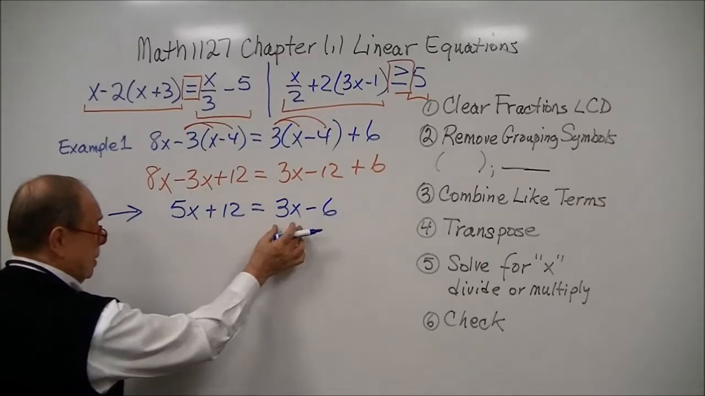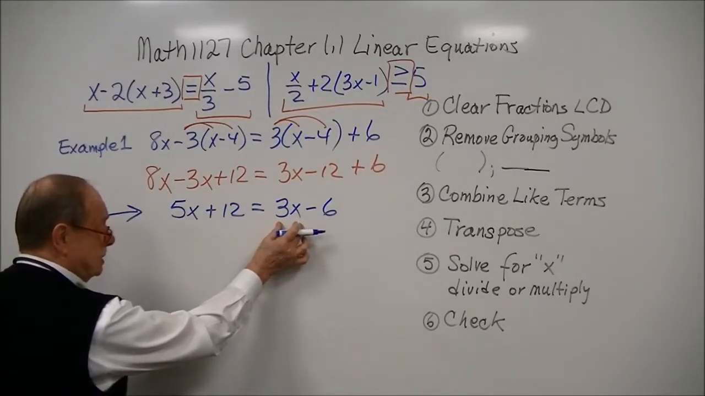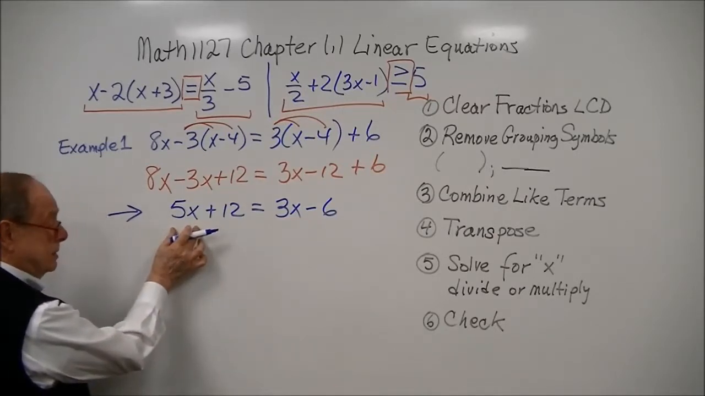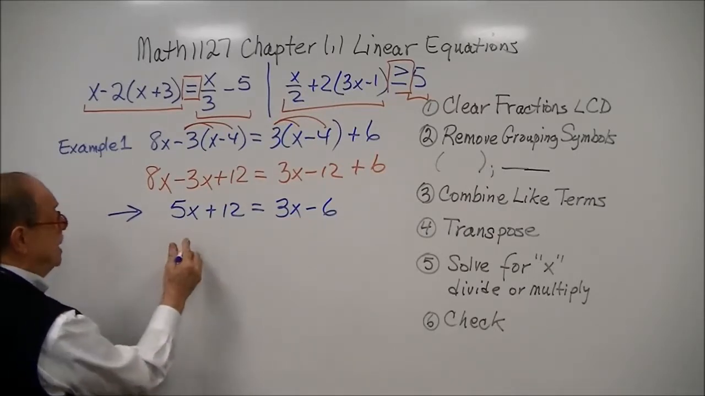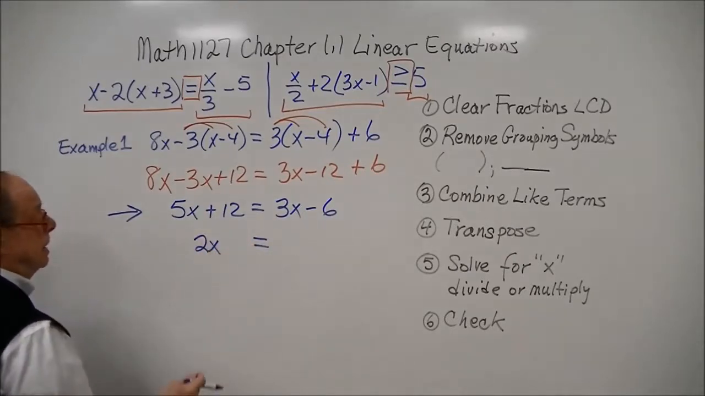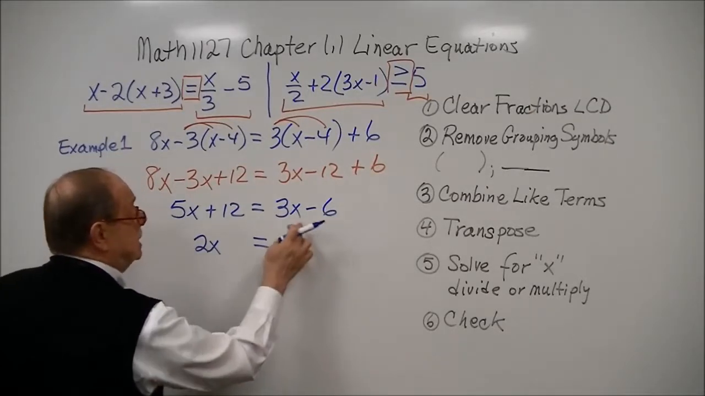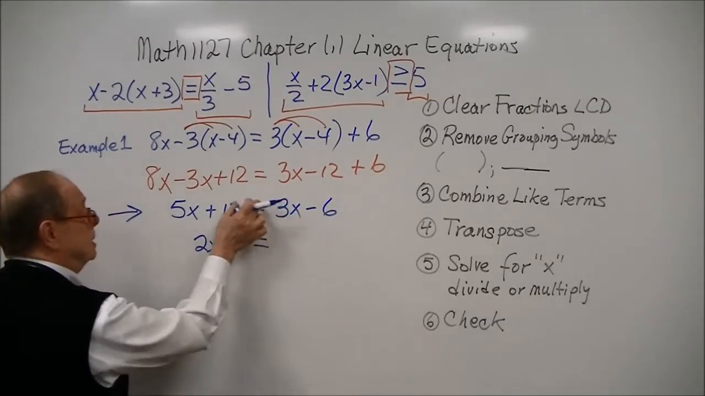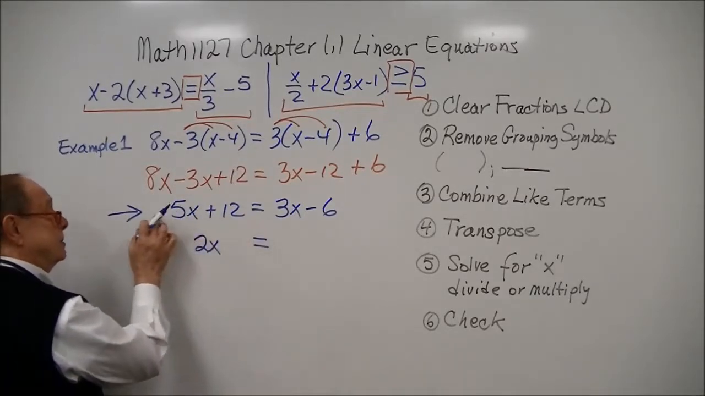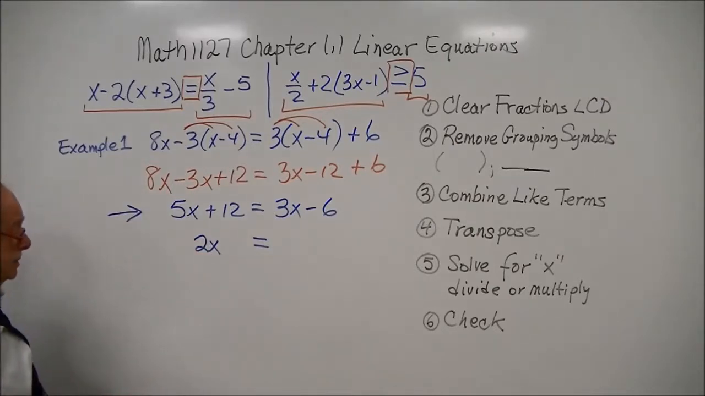So what we're going to do is subtract 3x from this and 3x from this. So that leaves us with a 2x on this side. And again, we're using that transposing technique. We take this term to this side, it changes its sign, and it becomes a negative 3x. That gives us a 2x.